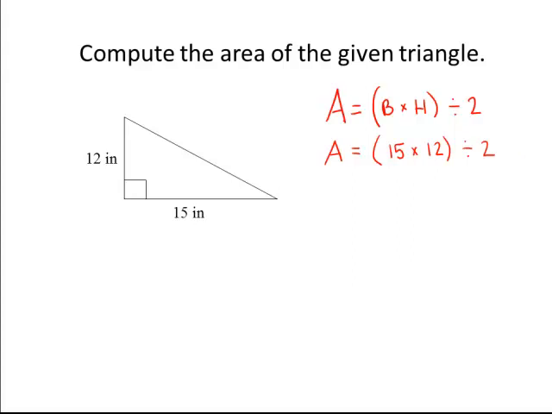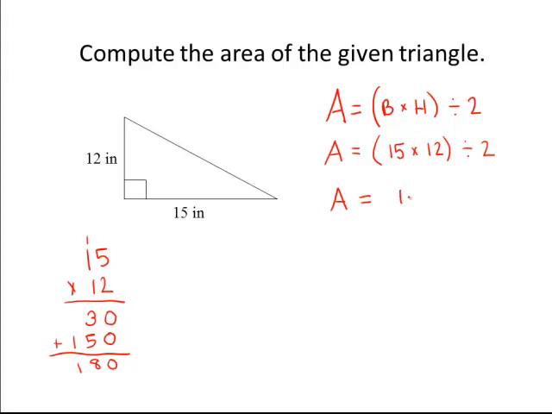We'll come to the side to do the multiplication. 15 times 12. 5 times 2 is 10. Carry the 1. 2 times 1 is 2 plus 1 is 3. Add a 0 as a placeholder. Then 5 times 1 is 5, and 1 times 1 is 1. Adding the columns gives us an answer of 180.